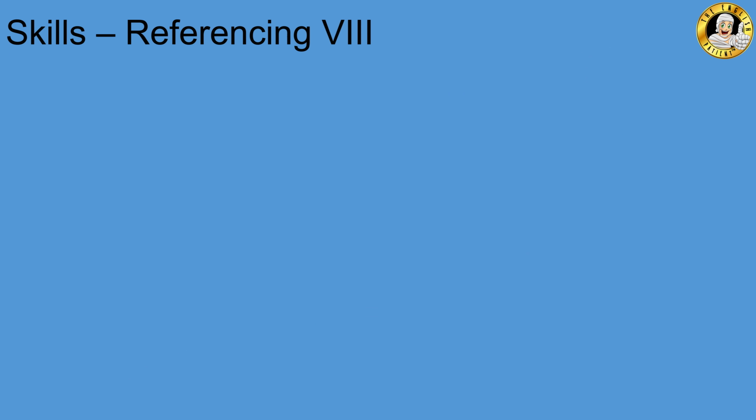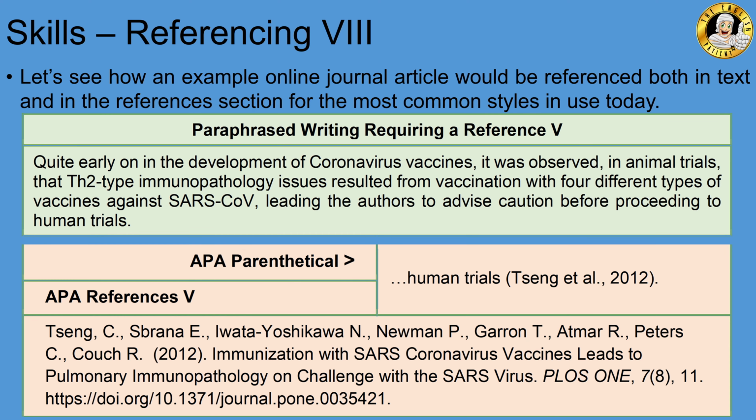So let's take a look then at how we would go about doing all of this together, how to create this reference. Let's imagine that we wish to paraphrase a journal article and what has been claimed in this journal article. So we paraphrase it, and let me just read the paraphrase that we're going to create. Quite early on in the development of coronavirus vaccines, it was observed in animal trials that Th2 type immunopathology issues resulted from vaccination with 4 different types of vaccines against SARS-CoV, leading the authors to advise caution before proceeding to human trials.